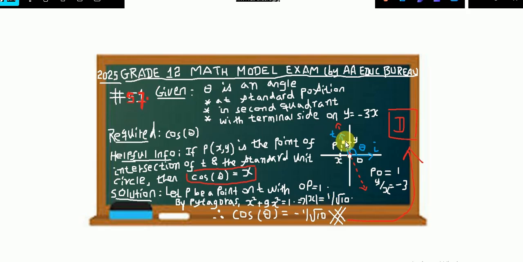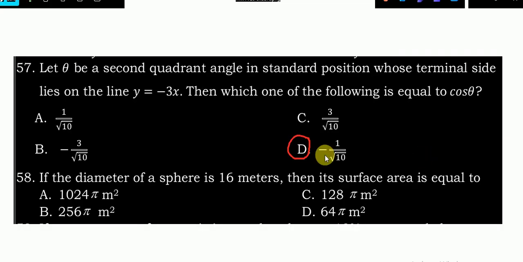It's clear for points in the second quadrant x coordinate should be negative. Absolute value of x is equal to 1 over root 10, but we have to take x equal to negative 1 over root 10, since the angle is in second quadrant where x is negative. So the answer is D. The answer is D, negative 1 over root 10.